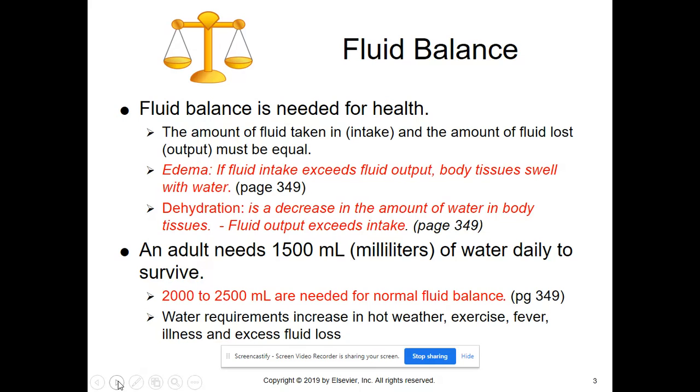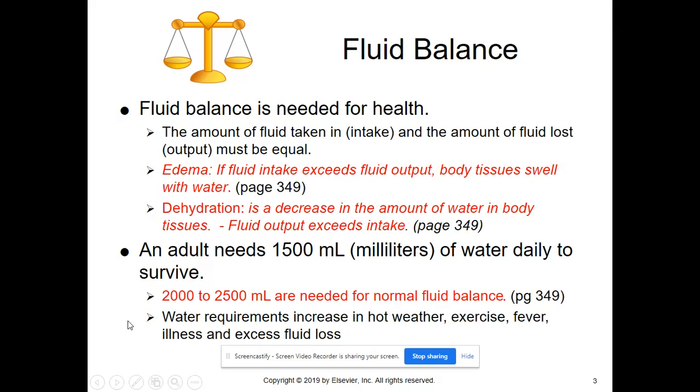The average adult needs 1,500 mLs of water to survive daily, but in order for us to be balanced and adequate, we need 2,000 to 2,500. So 2 to 2.5 liters is what is needed for normal fluid balance, okay? If we have 1.5 liters, we'll survive, but it's really not enough. We need 2,000 to 2,500 for good fluid balance. Make sure you know those numbers. They show up on state, and one of them will also show up on your test or your quiz this week. Okay, so 1,500 to survive, 2,000 to 2,500 for normal balance.